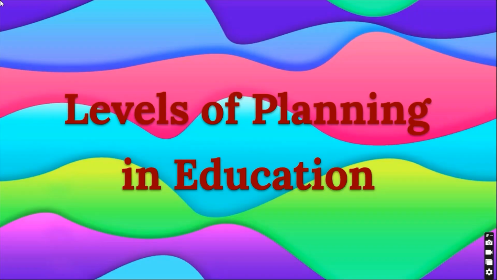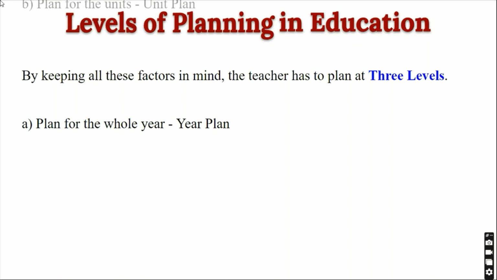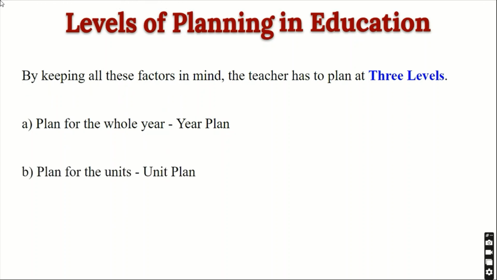Next, let's discuss what are the levels of planning in education. By keeping all these factors in mind, teachers have to plan 3 levels while planning in education. What are those 3 levels, friends? First, plan for the whole year, that is known as year plan. Plan for the units, only units, that is called unit plan. Plan for each and every lesson, that is called lesson plan.